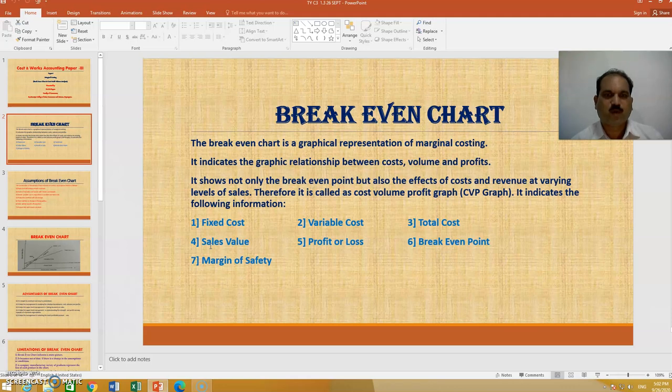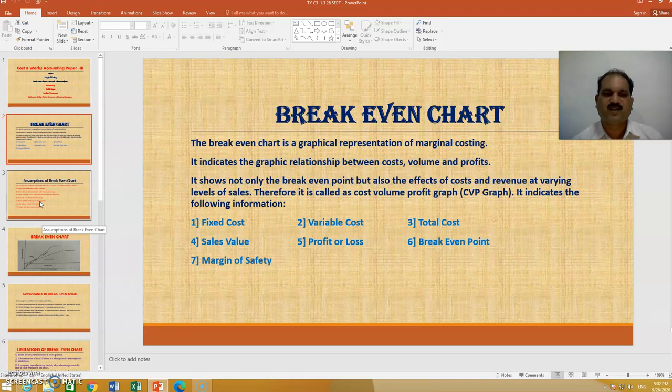Now this break-even point, if it has to be graphically represented, then we have to prepare a chart which is known as a break-even chart. So we define it as the graphical representation of marginal costing. It indicates the graphic relationship between cost, volume and profits. It shows not only the break-even point but also the effects of cost and revenue at varying levels of sales. Therefore, it is called the cost volume profit graph, CVP graph.